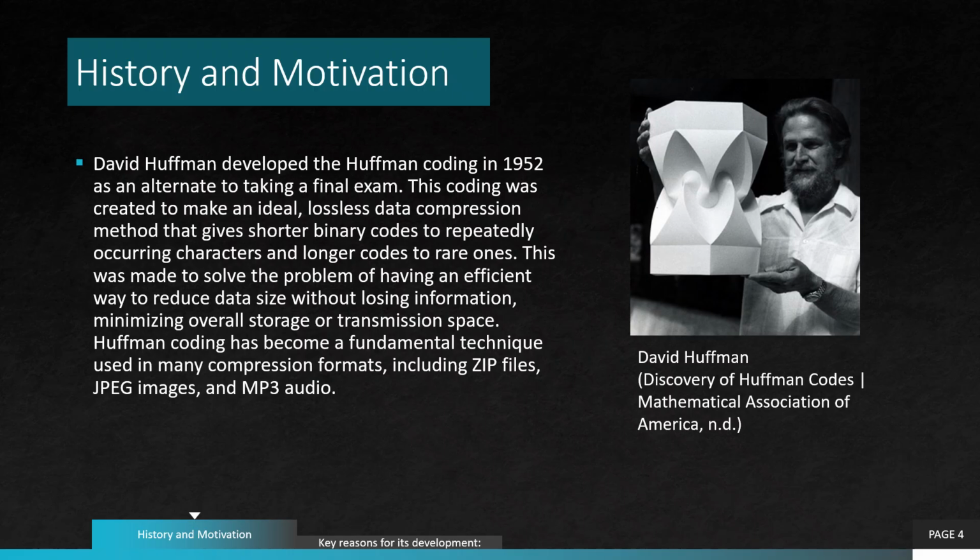At that time, it was like a length fixed coding, so it was just like a lot of bytes just to make it. This was made to solve the problem of having an efficient way to reduce data size without losing information, minimizing overall storage or transmission space. Huffman coding has become a fundamental technique used in many compression formats, including zip files, JPEG images, and MP3 audio. And there's a picture of Mr. David Huffman.